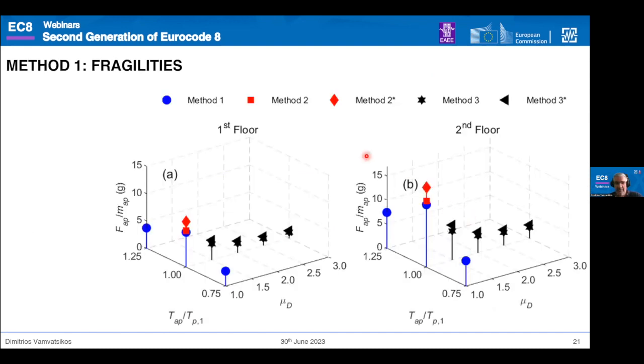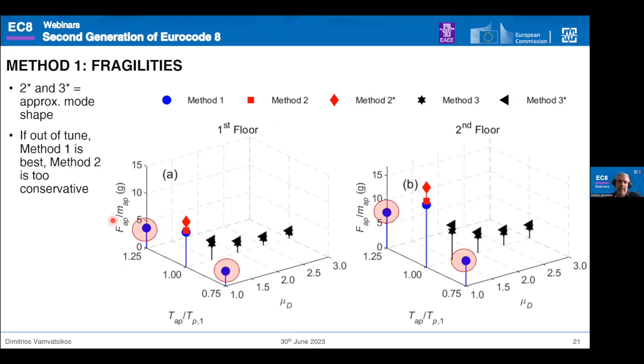And putting it all together, this is what you get: you have all your fragilities, all your methods, and we're just showing here the design force, normalized by the mass, if you will, that's a seismic coefficient for the component. And by the way, I've also tried a couple of different approaches. The star version is just a case where I used an approximate mode shape, just for fun. The general idea is that if you're out of tune, method 1 is the best because it gives you really, really low values and it takes care of out of tuning. It knows that you're out of tune. You have supplied it with the proper periods.